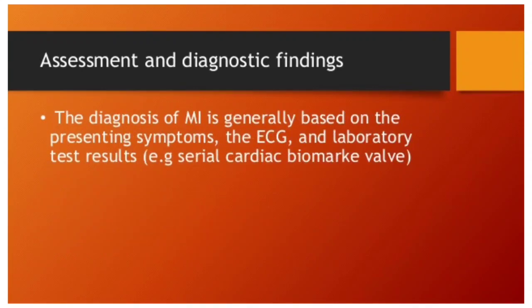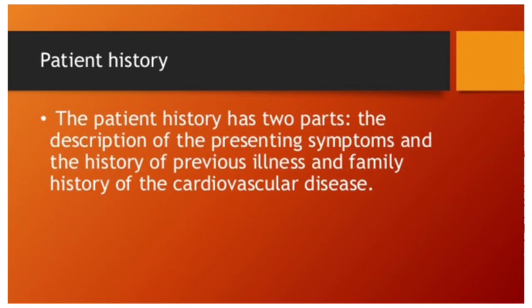Now, assessment and diagnostic findings. The diagnosis of MI is generally based on the presenting symptoms, the ECG and the laboratory test results, for example serial cardiac biomarkers. Patient history. The patient history has two parts: the description of presenting symptoms and the history of previous illness. It means if the patient has a past illness of cardiovascular disease, etc.